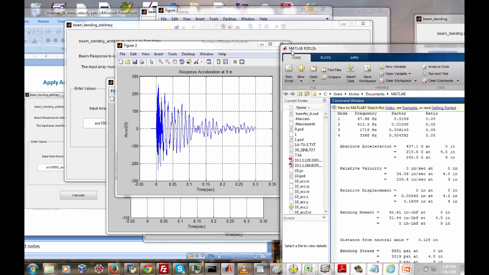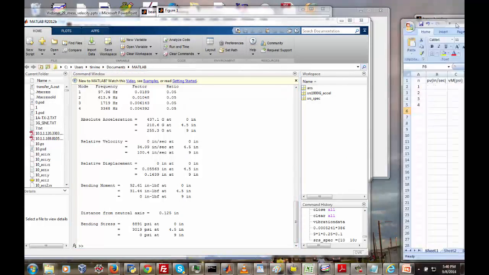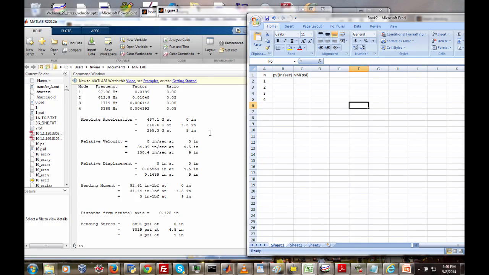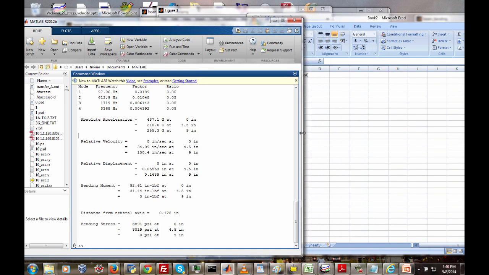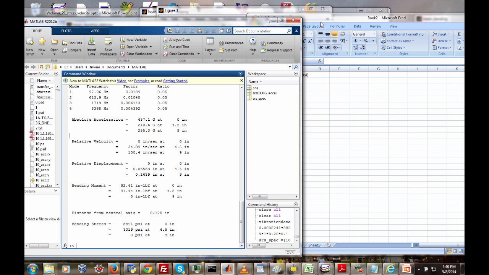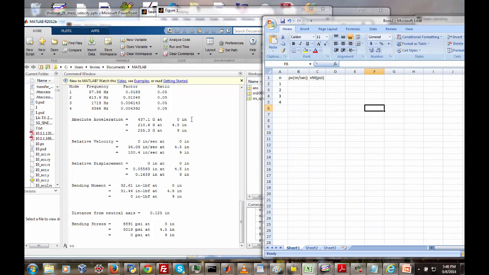Now let's go to our command window. In our command window we have some statistics, and the way I do this, you're going to see I have 3 locations including our one of interest. So we've got the fixed end at 0, the middle point 4.5 inches, and the free end is 9. So we have our accelerations, our velocities, our relative displacements, our bending moments, and our bending stress. And by the way, the stress calculation is set up so that we actually calculate the bending moment and then the bending stress.